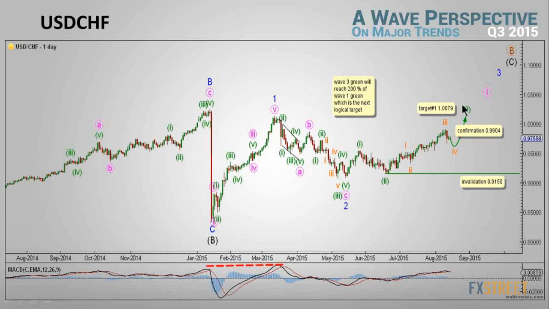This count will be confirmed by movement above 0.9904, and we have a target for the completion of wave 3 green at 1.0079, as at that level wave 3 green will reach 200% the length of wave 1 green, which is the next logical target for the completion of wave 3 green, since wave 3 green already exceeded 1.618, which is the common target for the completion of third waves. This count would be invalidated by movement below 0.9150, as within wave 3 green, no second wave may retrace more than 100% of its first wave.